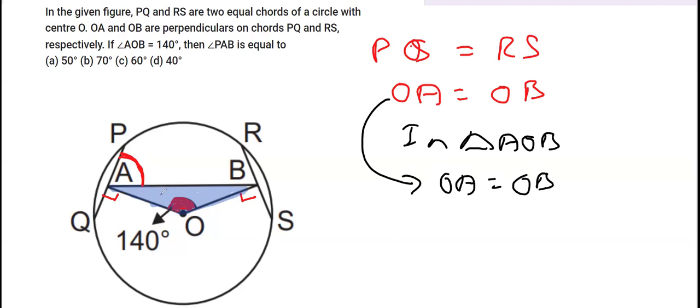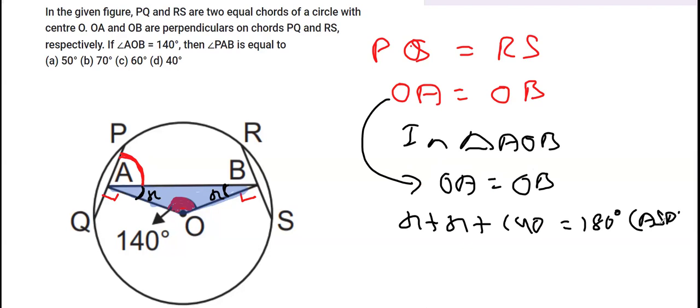As you know, in a triangle, if two sides are equal, then the angles opposite to these two sides are also equal. So we can say this angle will be X and this is X. Angles opposite to equal sides are equal. So X plus X plus 140 is equal to 180 degrees, by the angle sum property. So 2X is equal to 180 minus 140, that is 40 degrees. So now we can say X is equal to 20 degrees.